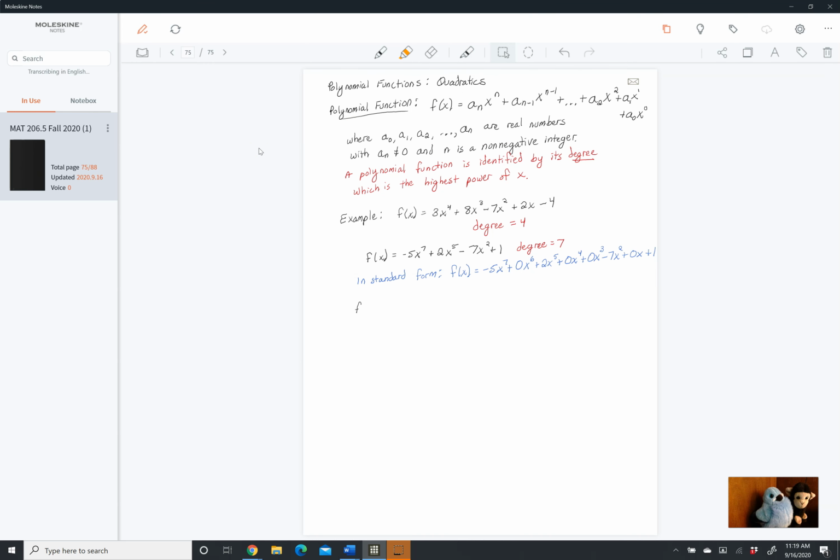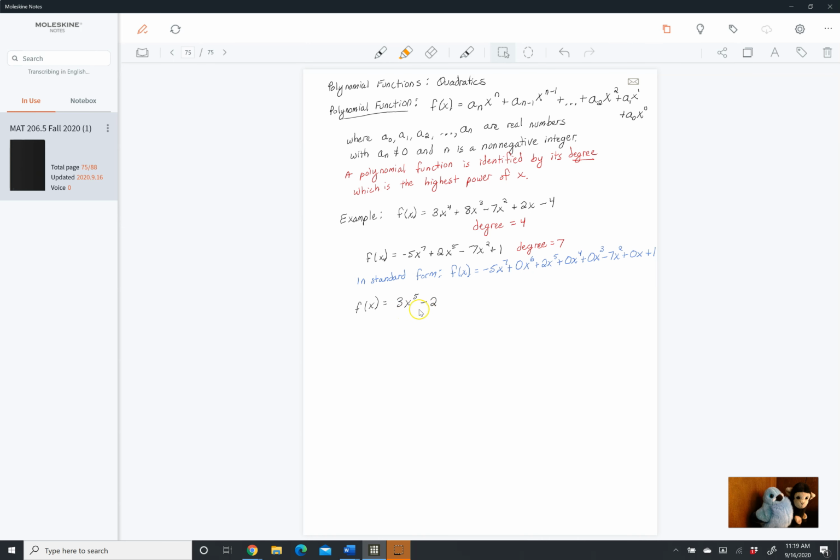Let's say that we have f of x equals 3x to the 5th minus 2. So this is also a polynomial, okay? We have more than one term. As long as we have more than one term, it's a polynomial, right? Poly means more than one term. If it had one term, we would call it a monomial. This is a polynomial.